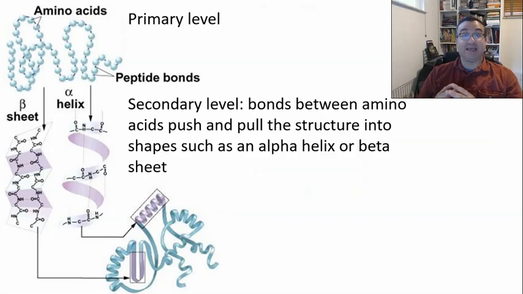Beyond that, at the secondary level, the bonds between the amino acids push and pull the structure into 3-dimensional shapes. Some common shapes we've seen are alpha helices or beta sheets. And so you can see these more advanced shapes start to show up as the individual R groups in proteins push and pull against each other. It gives common shapes. Some of the molecules are working to avoid water, or some of the molecules are working to be attracted to water, and that takes the normal sequence, the chain, and folds it and pulls it.